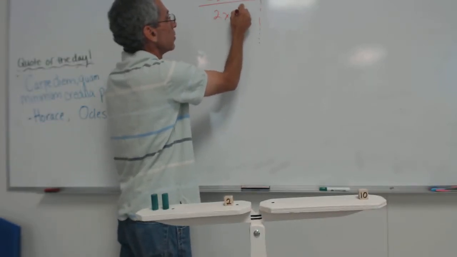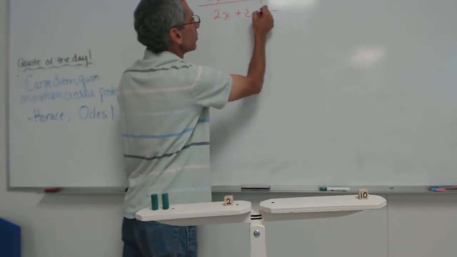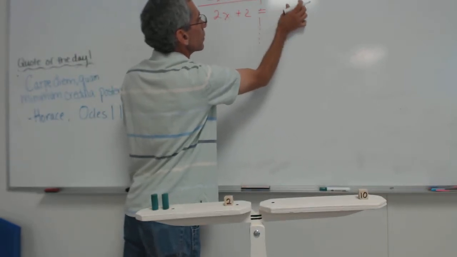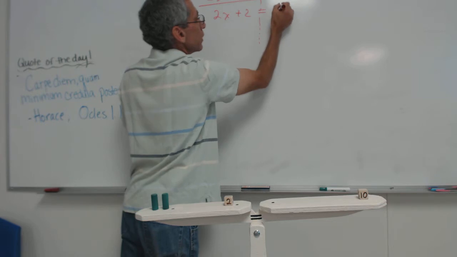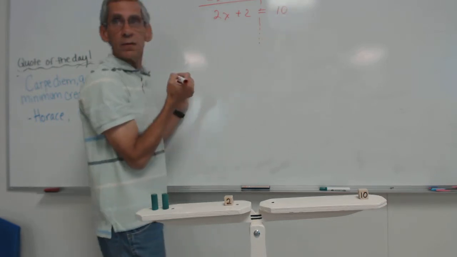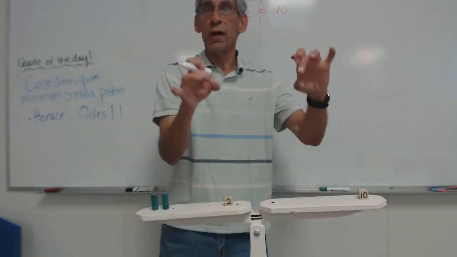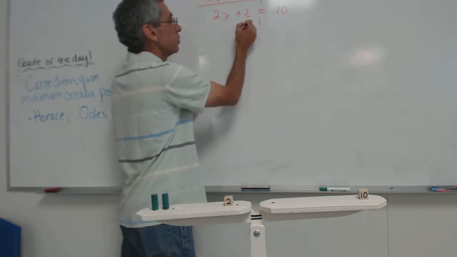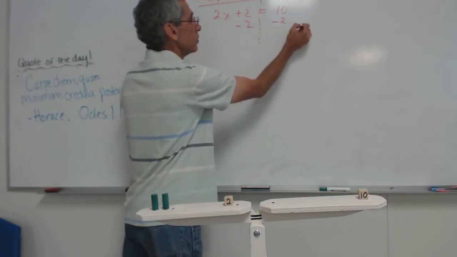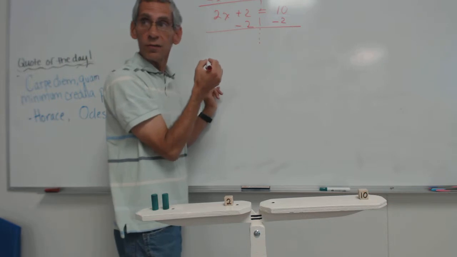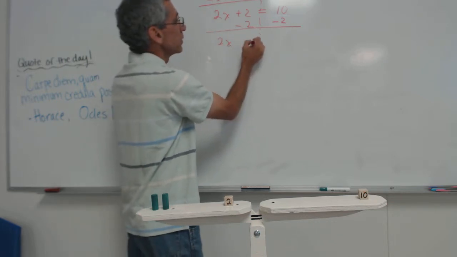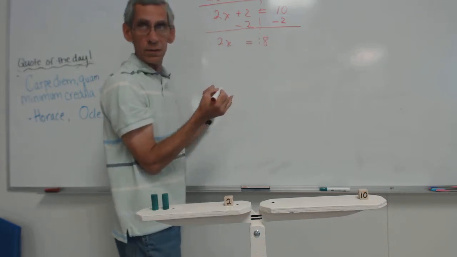So I have 2x plus 2 equals, these cross out, right? So equals 10. And then what I did is I took 2 away from both sides, right? Subtract 2. This is how you actually do it in algebra. And then you got 2x is equal to 8, right?